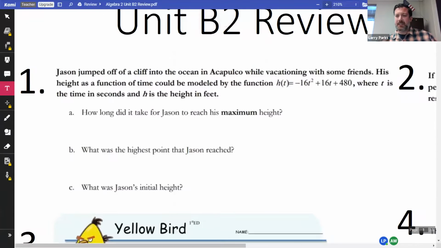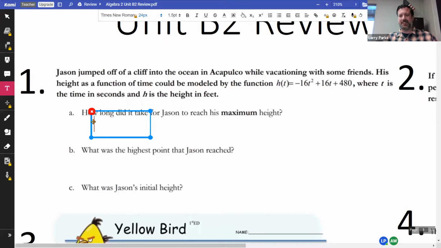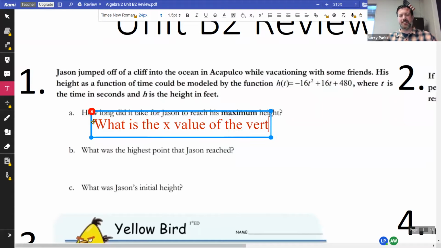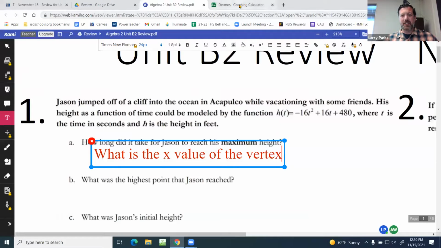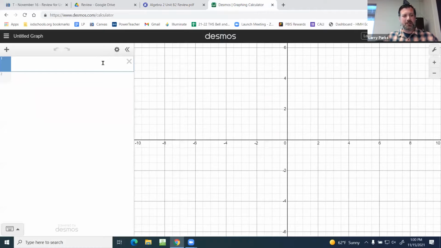So let's say Jason jumped off a cliff into the ocean and has this function. This function represents his height, where t is seconds. So how long did it take for Jason to reach his maximum height? How long, that would be x. So another way of asking this is, what is the x value of the vertex? So what I could do, and I'm actually going to exit full screen, is I could just type that in Desmos.